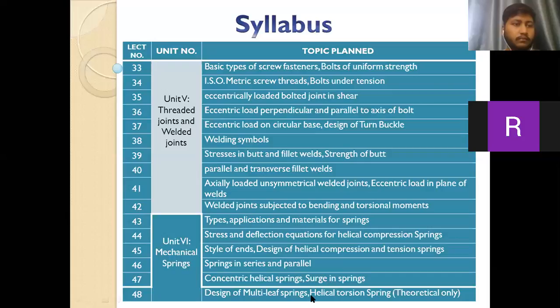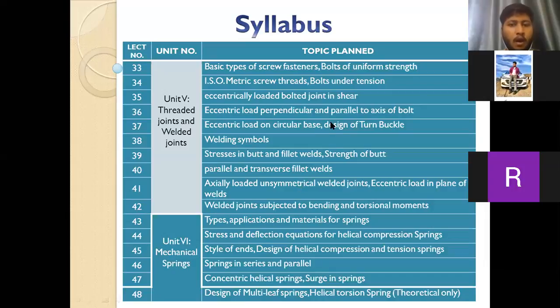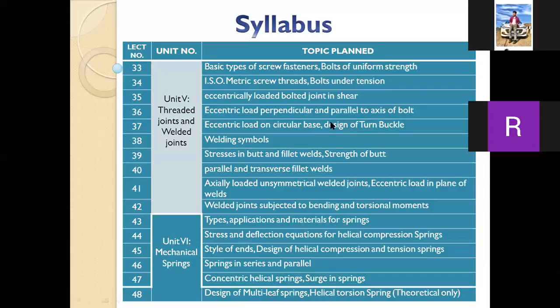The last thing is a multi-leaf spring. I don't know whether you know the leaf spring in heavy vehicles like trucks. At the end, we don't use the general helical spring or compression spring. We use leaf spring there because it has more load carrying capacity. And the helical torsion spring, that's only the theoretical part. But multi-leaf spring, we have to do a design also. So that is what we will try to cover in unit number 6. This is how the syllabus will look, and I will try to cover the whole syllabus.